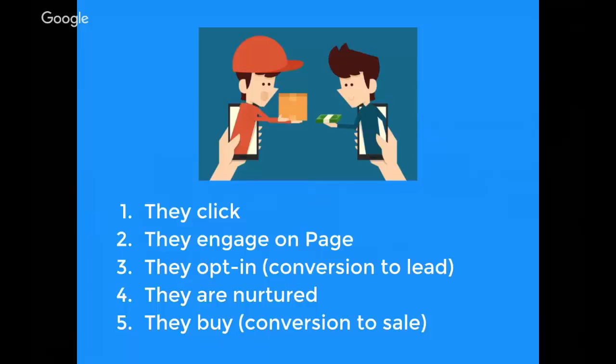They signed up to something, they contacted you, you grade them as a 3. The 4 is then nurtured. They could be nurtured on an email campaign. It could be by phone. It could be something else. And then the 5th stage is they buy, they close, and that's a conversion to sale.